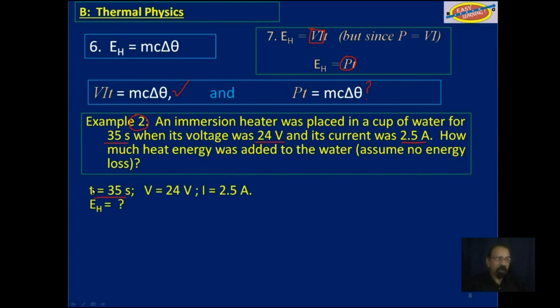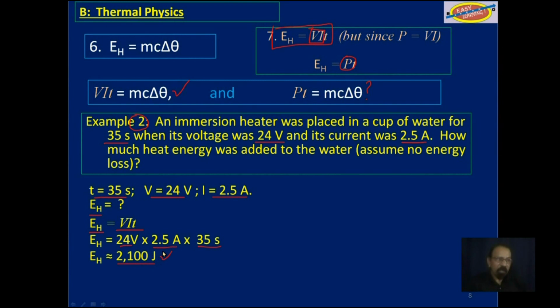So we know the time is 35 seconds. We know the voltage is 24 volts. We know the current is 2.5 amps. We want to find the heat energy. We have a formula that says EH is equal to VIT. All we now need to do is substitute the values we are given: 24 volts times 2.5 amps times 35 seconds. You work that out and you get 2,100 joules exactly.